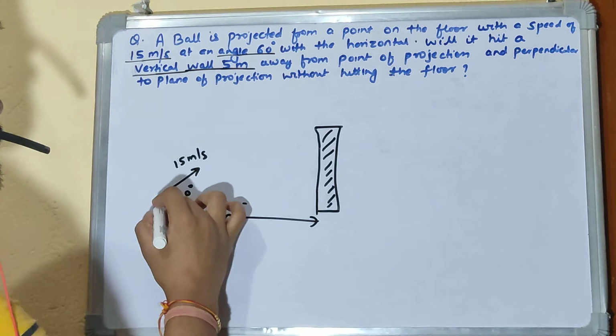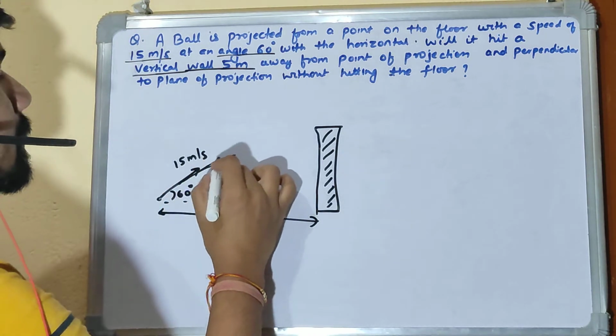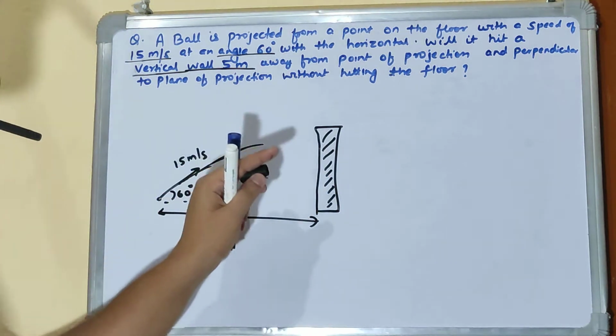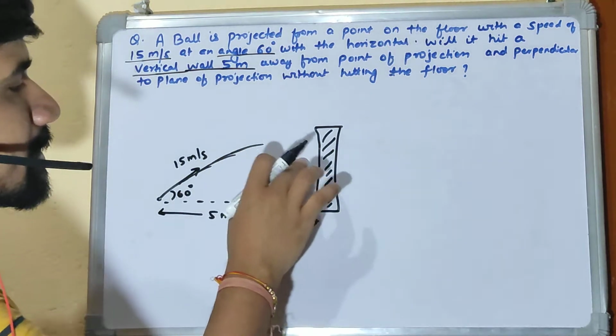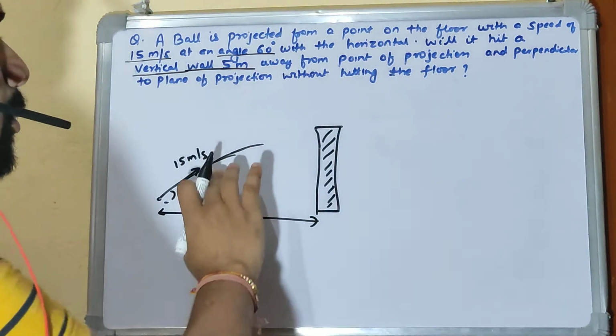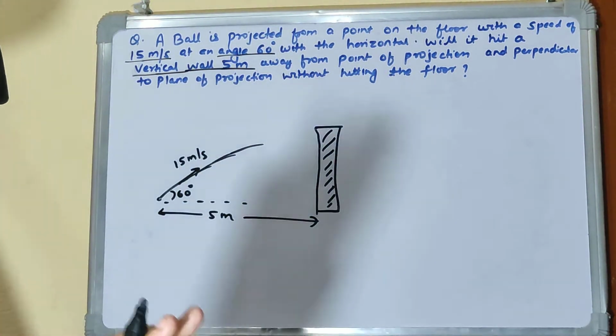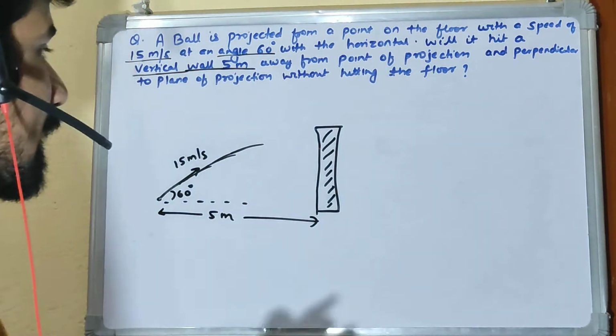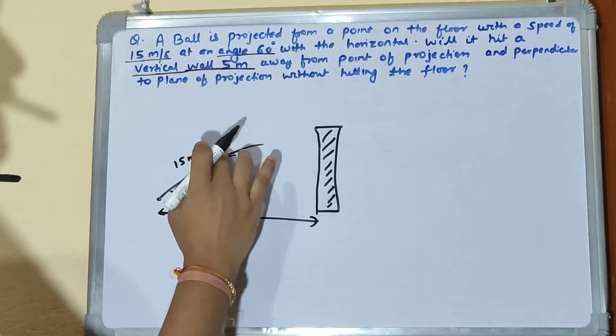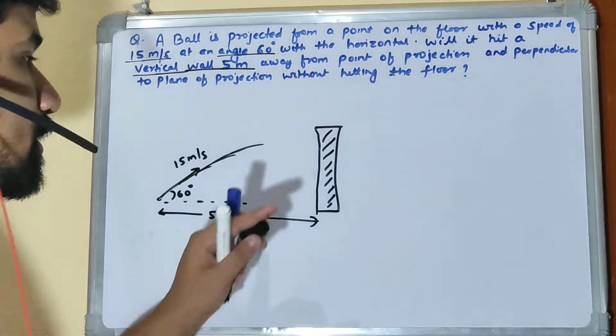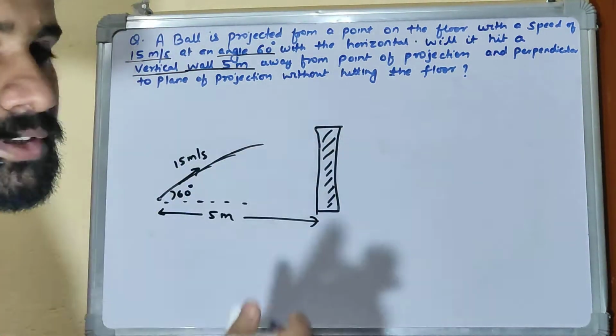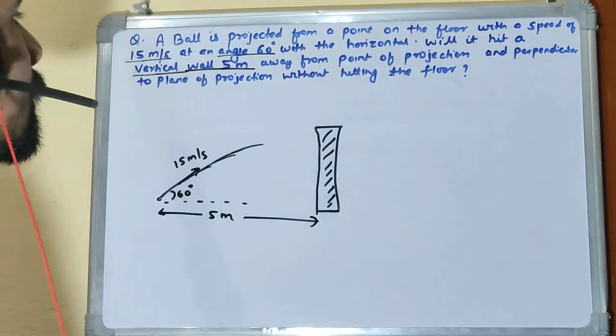So the projectile will take some trajectory. This might be the trajectory. So we need to find whether it will hit the wall or whether it won't be able to reach this wall. There are only two possible cases. Either it will go and hit this wall, or it will fall back somewhere on this ground before coming to this wall itself.